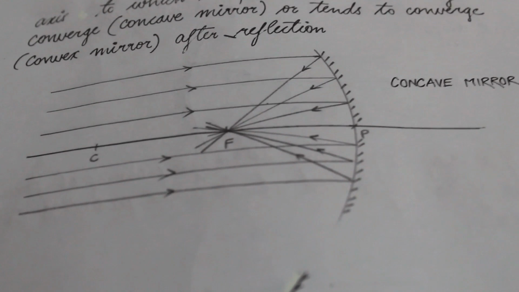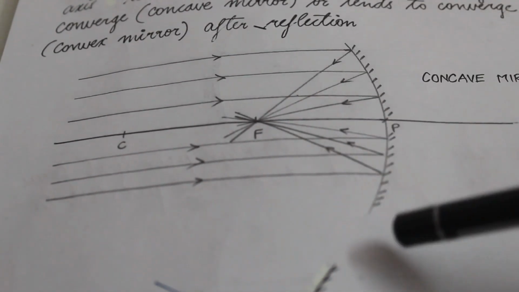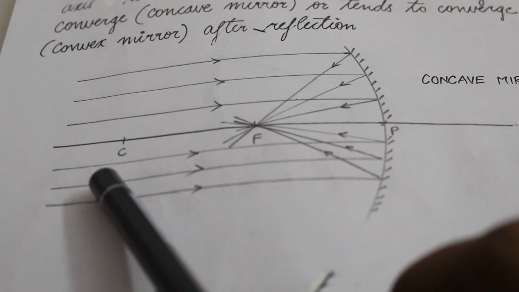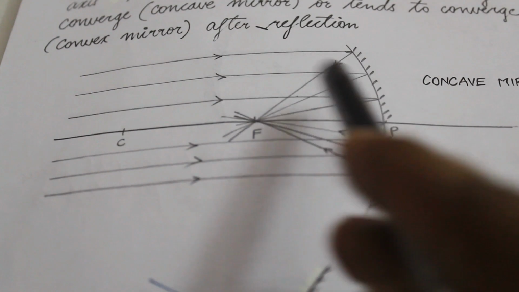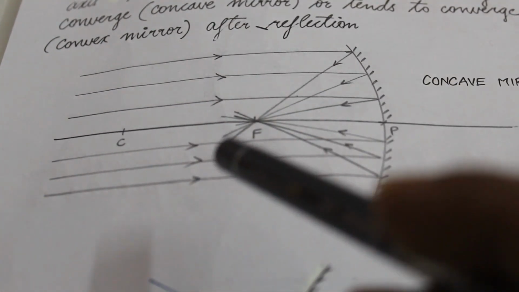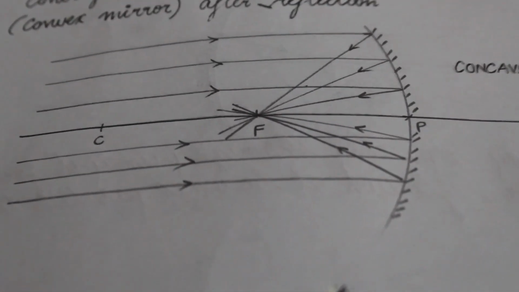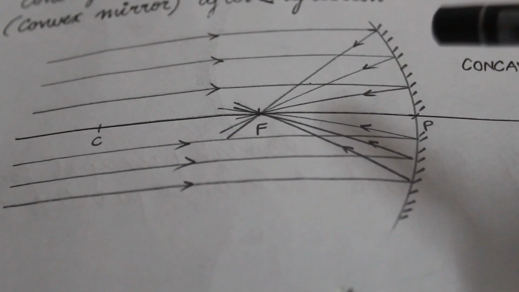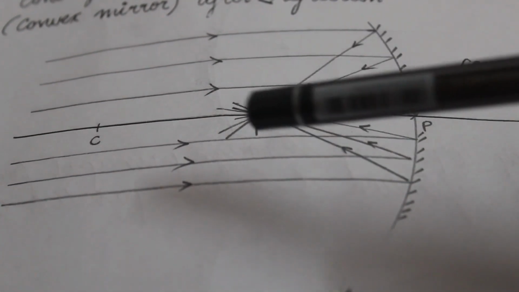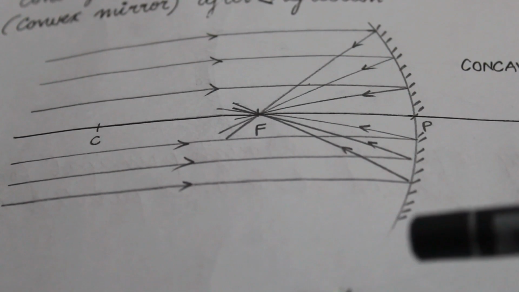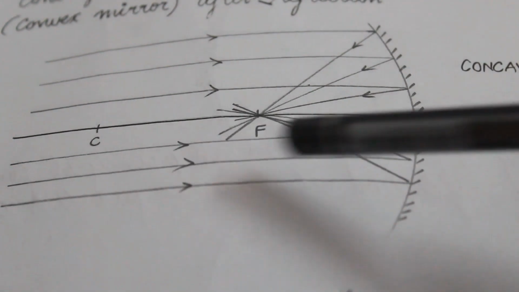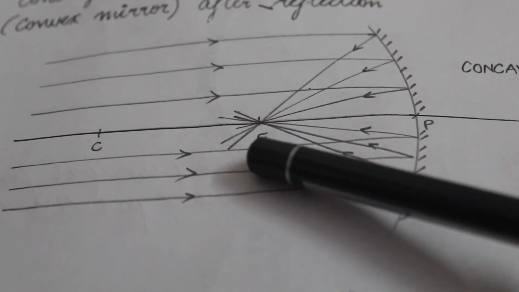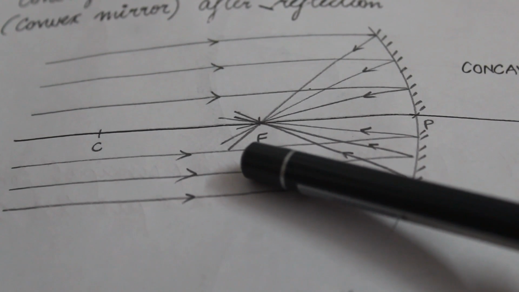As you can see in this diagram, it is a concave mirror. There will be a center of curvature. The center of the mirror is known as the pole, and these rays are incident on the concave mirror parallel to the principal axis. As you can clearly see in the diagram, they are parallel to the principal axis, and after reflection they tend to converge at a point. Since it is a converging mirror in nature, they tend to converge at a point which lies on the principal axis, and this point F is known as the principal focus.